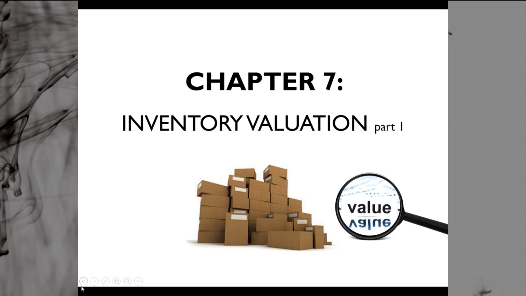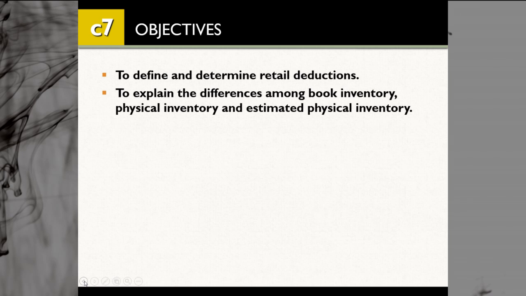Chapter 7, Inventory Valuation Part 1. And there are 6 objectives for this chapter. First, to define and determine retail deductions related to inventory. Second, to explain the differences among book inventory, physical inventory, and estimated physical inventory.